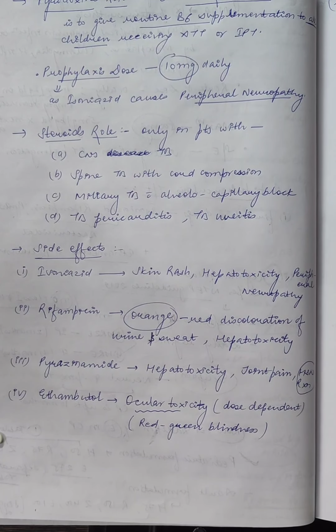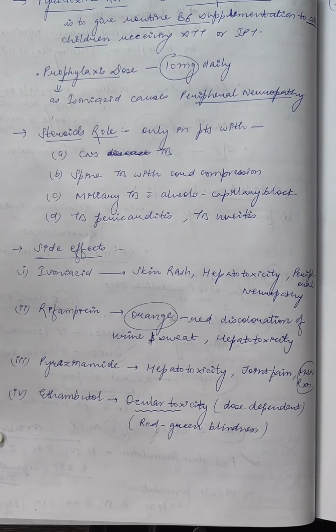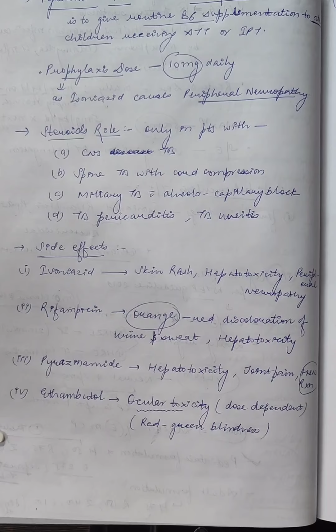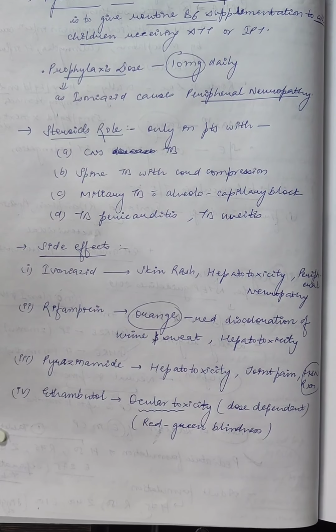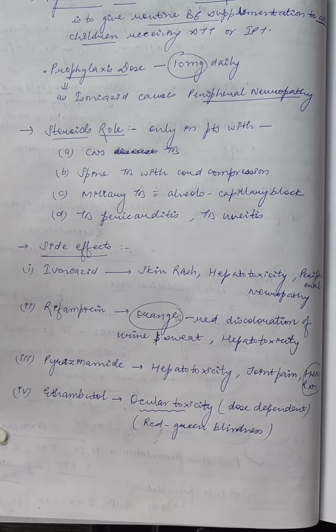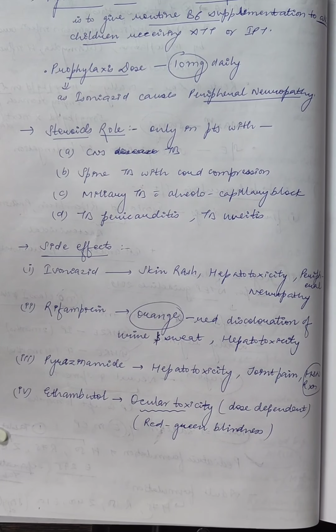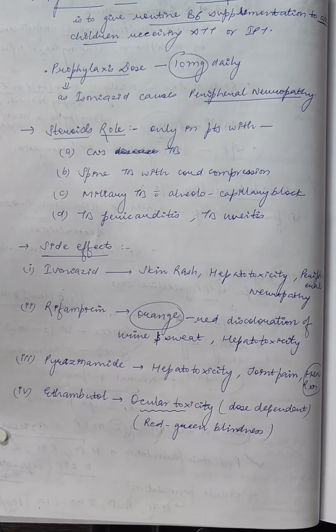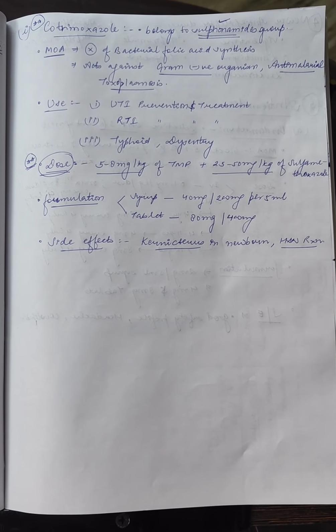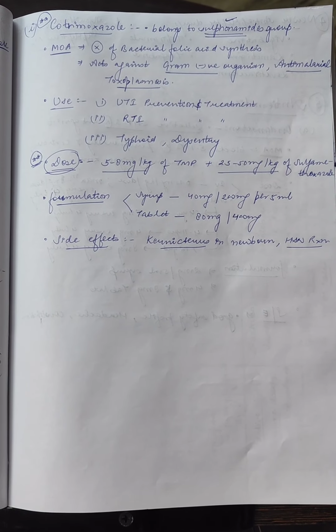Now we will talk about the last antibiotic which is used, and it is cotrimoxazole, which belongs to the sulfonamides group. Mechanism of action: it inhibits bacterial folic acid synthesis and it acts against gram-negative organisms, also acts as an antimalarial and against toxoplasmosis. It is used in UTI prevention and treatment, recurrent respiratory tract infection prevention and treatment, as well as for diarrhea, typhoid and dysentery.